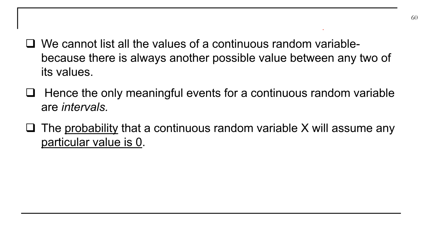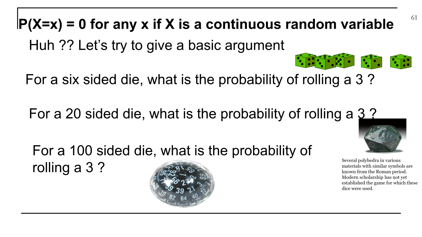The other weird thing is that for continuous random variables, the probability you equal any one value is zero. This is not true for discrete random variables, but again, is one of the weird things about continuous random variables. Well, to understand why this is true, we go through a very basic argument.